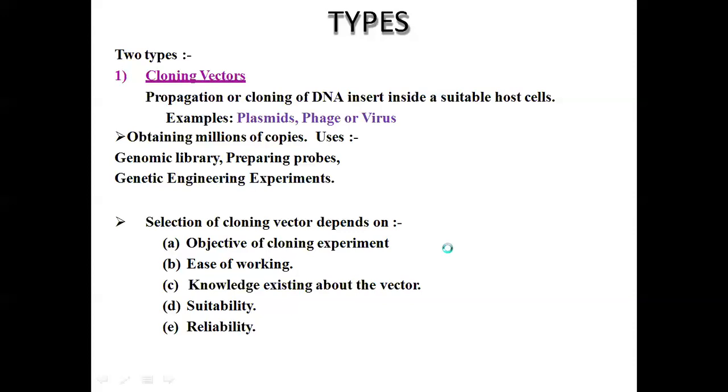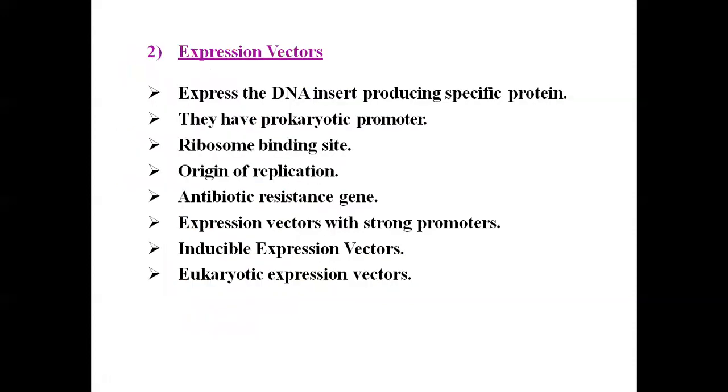So now the second type is the expression vector. One is the cloning vector, where you insert a gene to make multiple copies; that is nothing but cloning. And the second is the expression vector, where you have inserted a gene and you want to check the expression of the gene, whether this gene is properly functioning or not. That expression you need to check in an expression vector. So what are the criteria for that?